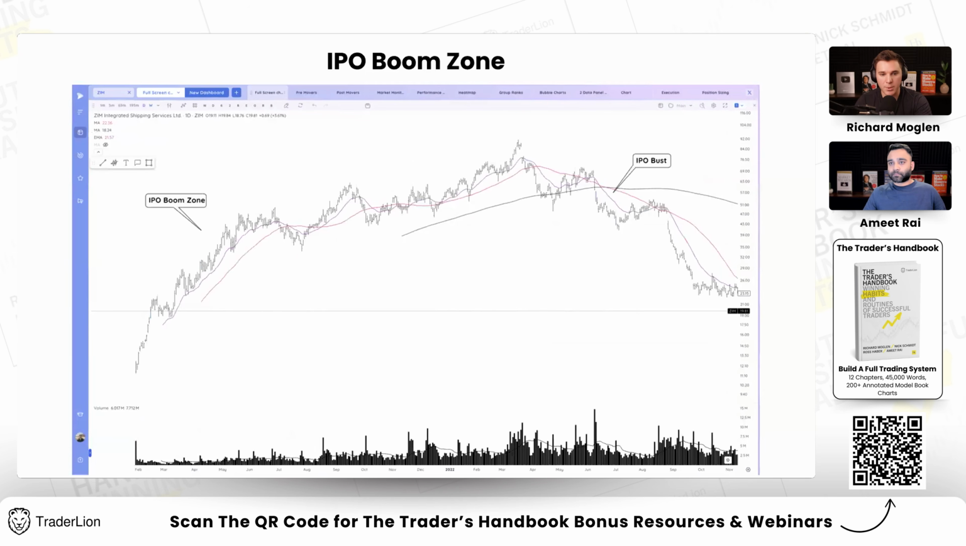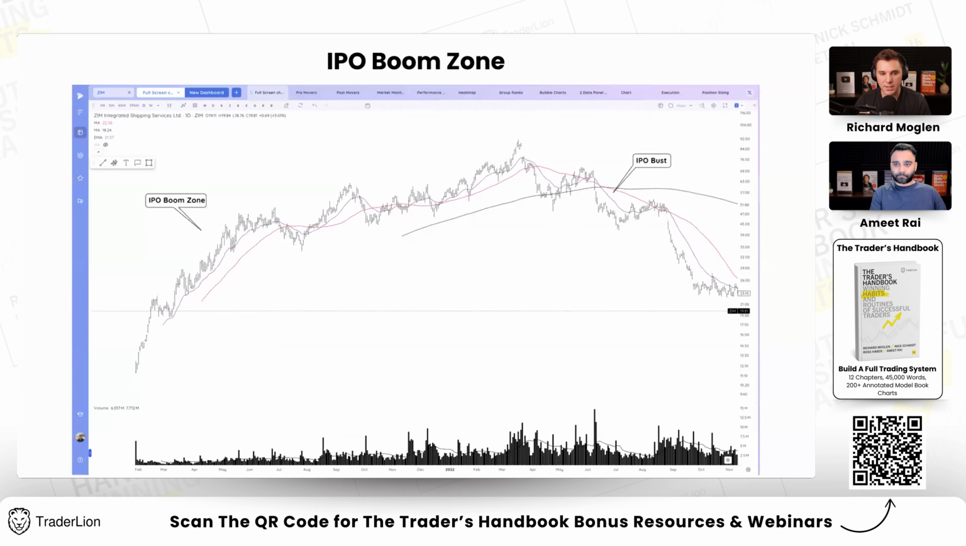Getting into the IPO boom zone a little more, this is ZIM. It had a tremendous IPO boom, with many IPO bases. You've got trading opportunities here, here, and a few others at the right-hand side of bases in here. And this overall trend had a lot of potential. And I think, what was that stock from?